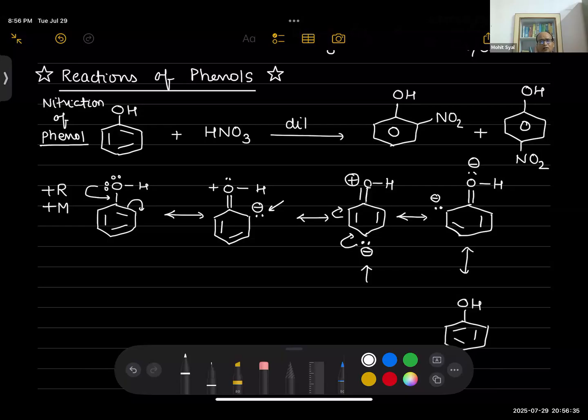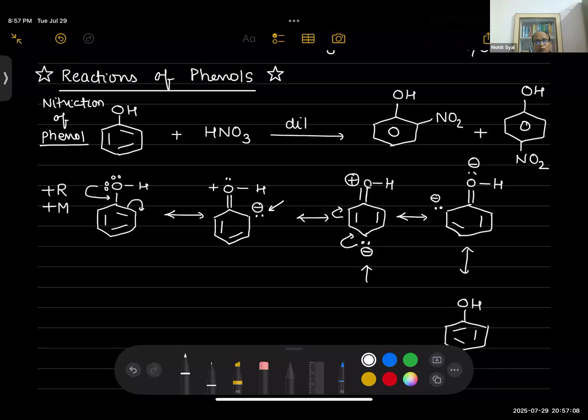Orthonitrophenol and paranitrophenol. How to separate them? This is a very famous question. Very, very important question, but very simple and very commonly used. Any idea how to separate them? What method should be used to separate orthonitrophenol and paranitrophenol?